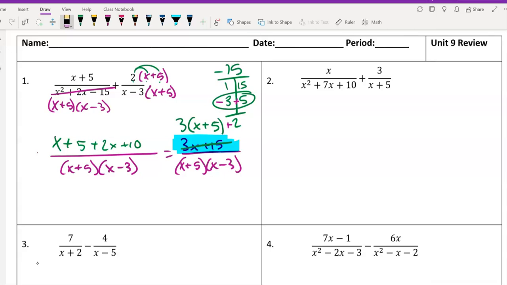Over here on the right, we have x plus 5 over x plus 5. Those cancel out, and all we're left with is 3 over x minus 3. That is our final answer.